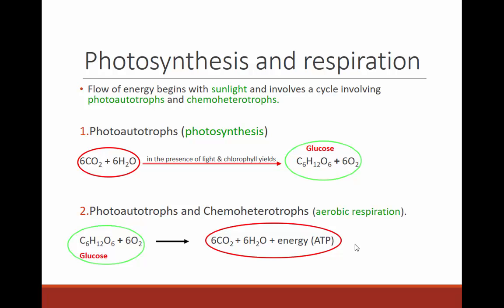And if you look at photosynthesis, what does that actually do? You've got CO2 and water, and if you've got light and chlorophyll, then you can get the production of glucose and oxygen. In photoautotrophs and chemoheterotrophs, using aerobic respiration, you get glucose plus oxygen, because it's aerobic. And what does that give you? CO2, water, and ATP. Pretty simple.